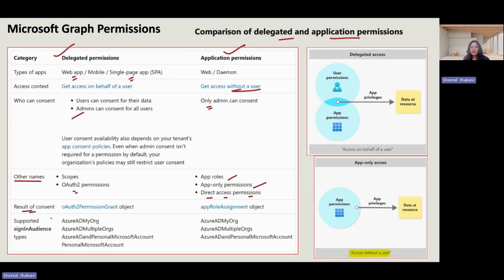What is the result of consent? In case of delegated permission, it will be the object OAuth2 permission grant, whereas in case of application permissions, it is app role assignment.